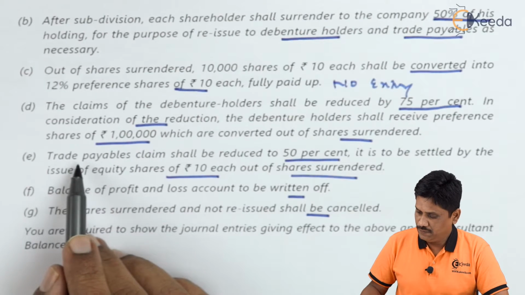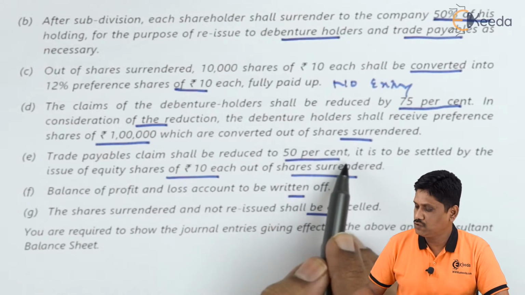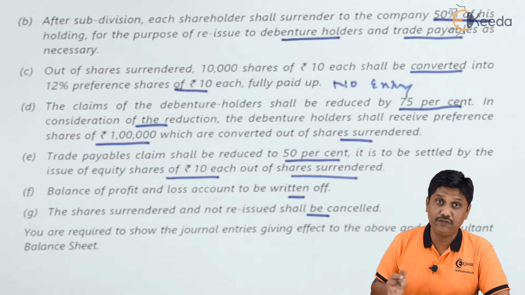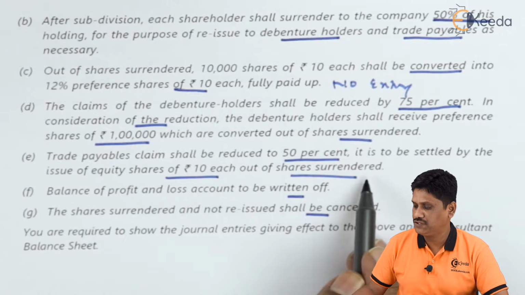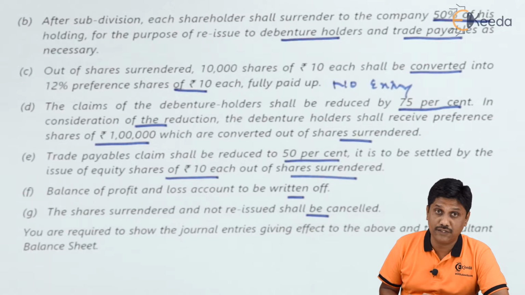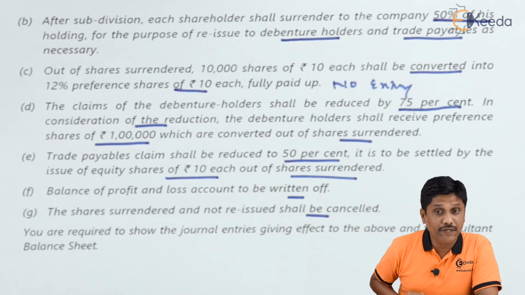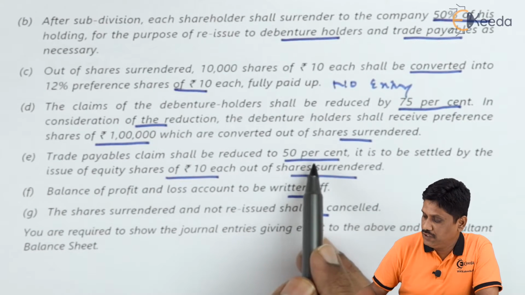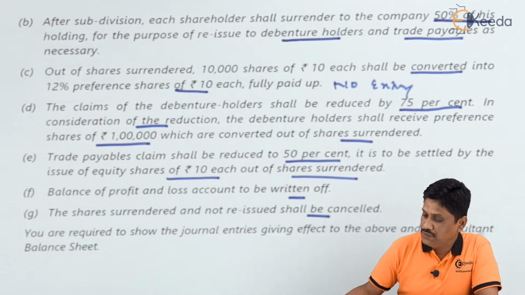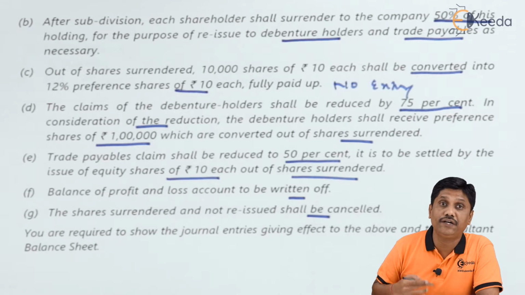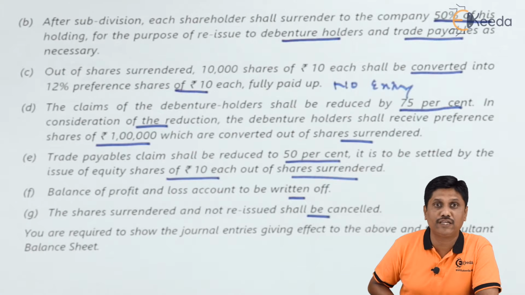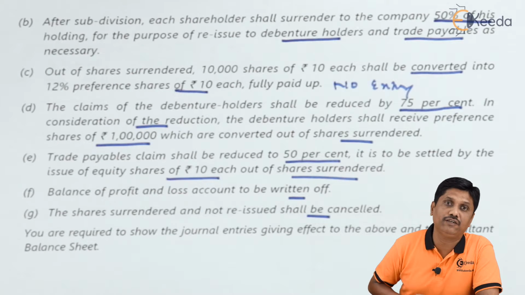Next adjustment is E. Trade payables claim shall be reduced to 50%. So their claim is reduced to 50%, and it is to be settled by issue of equity shares of 10 each out of the shares surrendered. So it is settled by issue of shares which were already surrendered. What is the interpretation of this? They are saying trade payables claim shall be reduced to 50% and it is to be settled. That means they are settled fully. Means in short, in return to their entire amount due, we are just giving them equity shares which were already surrendered. So entire trade payable will be cancelled and transferred to capital reduction account, and in place of that we will give them fresh shares.